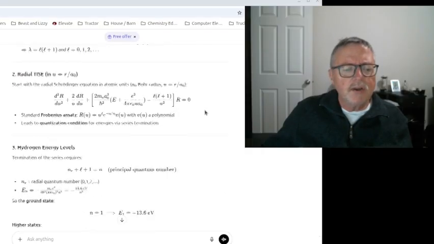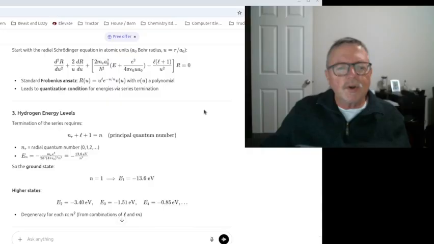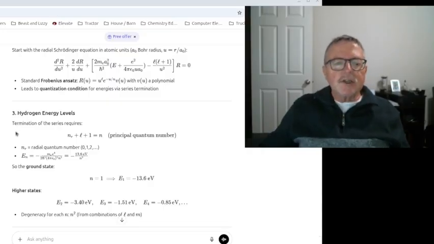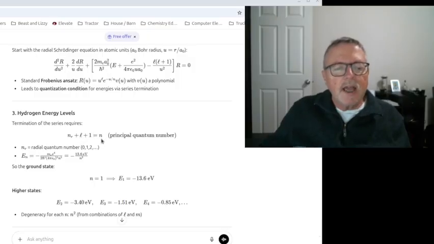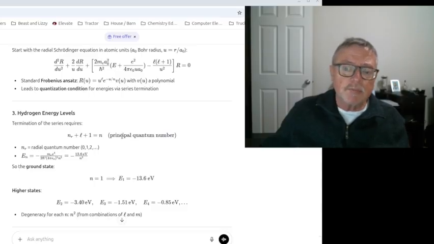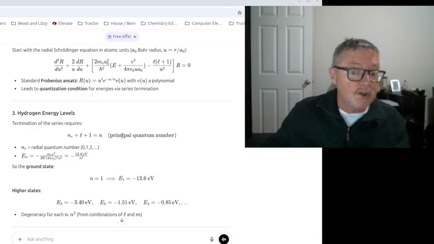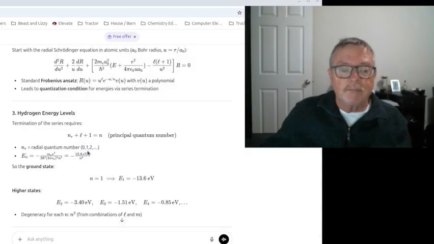So let me go here for hydrogen energy levels. Now we're getting down to something. Termination of the series requires that n sub r, that's the radius part, plus L plus 1 equals n. So n is the principal quantum number. If you think about your chemistry class, the principal quantum number is whether you're in level 1, 2, 3, 4, and so on. N sub r is the radial quantum number. That's the same thing, 0, 1, and 2.